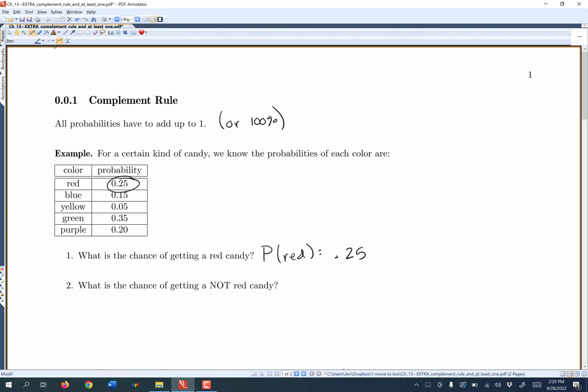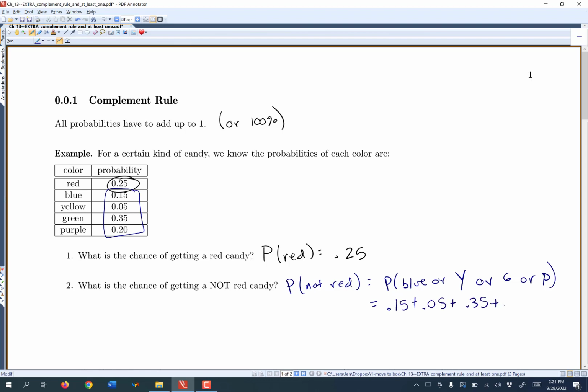There's two ways you can do this. You could do it by hand or the long way. You can say, well, if I don't want red, so like the probability of not red, well, that would just be the same thing as probability of blue, or I'm going to start abbreviating yellow, or green, or purple. And then I'd have to go through and add all of those up. So I'd have to add basically all of those other colors. So 0.15 plus 0.05 plus 0.35 plus 0.20. So I'm adding up the probabilities for every color that was not red. And I get 0.75. So that's the probability of a not red. That's the long way.